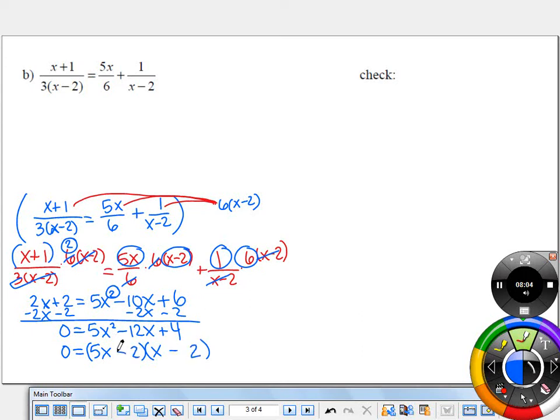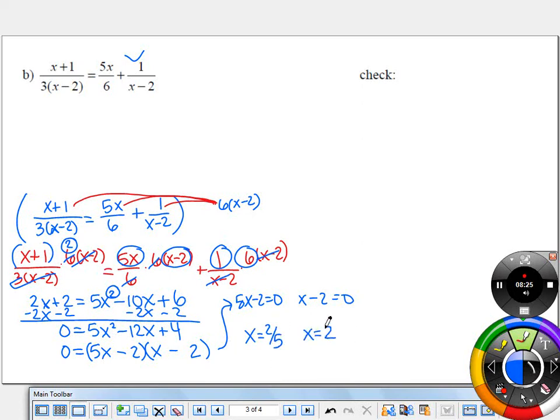So it factors as 5x minus 2 times x minus 2. And I would get my solutions by setting each of those factors equal to 0. So 5x minus 2 set equal to 0, and x minus 2 set equal to 0, giving me that x is equal to 2/5, or x is equal to 2.